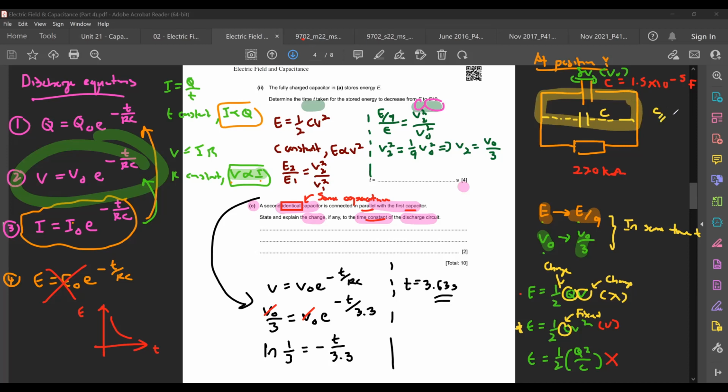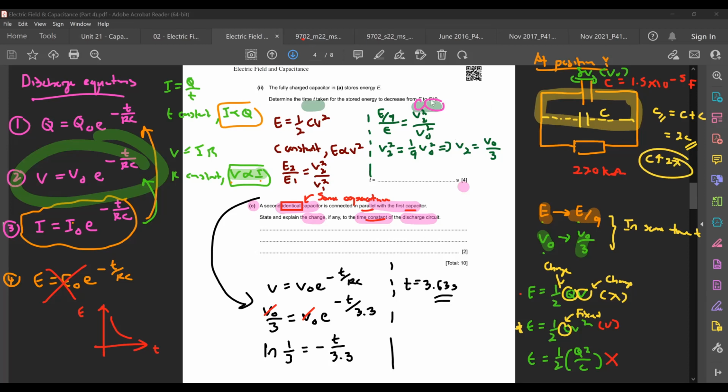Your capacitance in parallel here, you will have to treat it like you would resistors in series, so you can just add them directly. So this one becomes 2C. So your capacitance has actually increased by 2 times here.